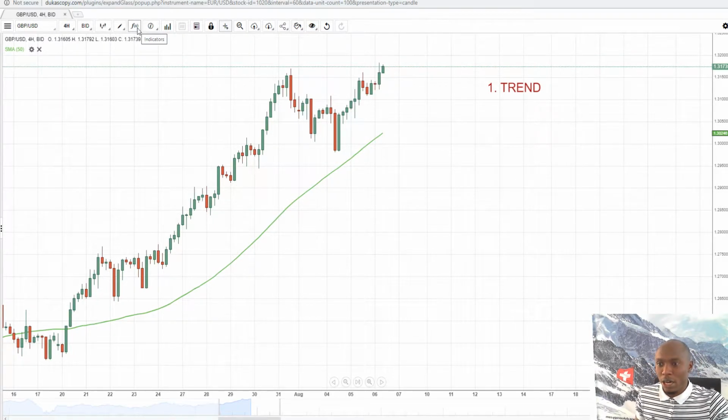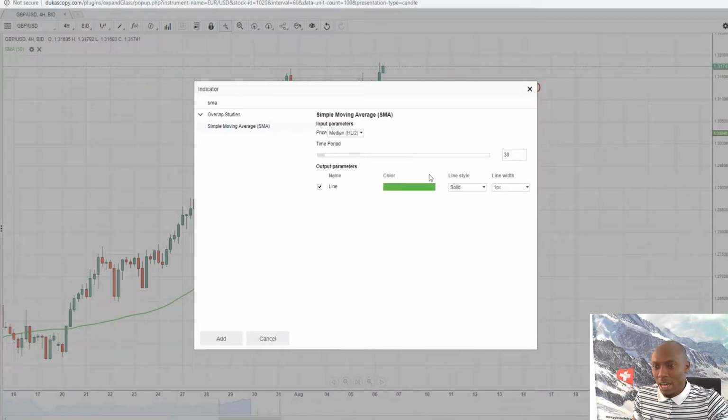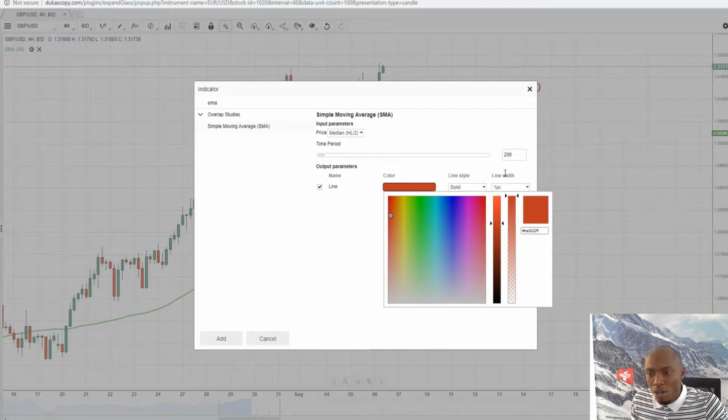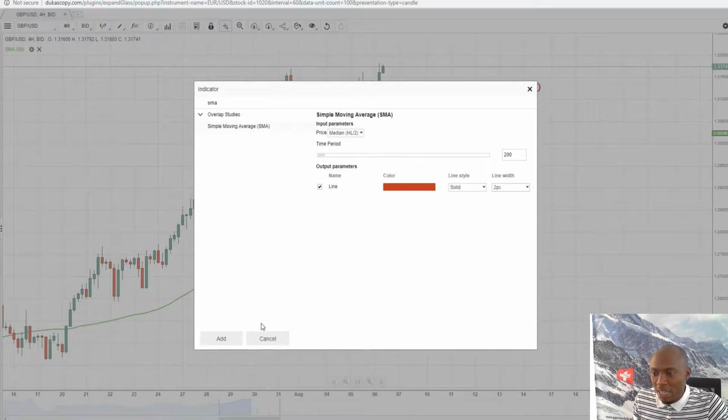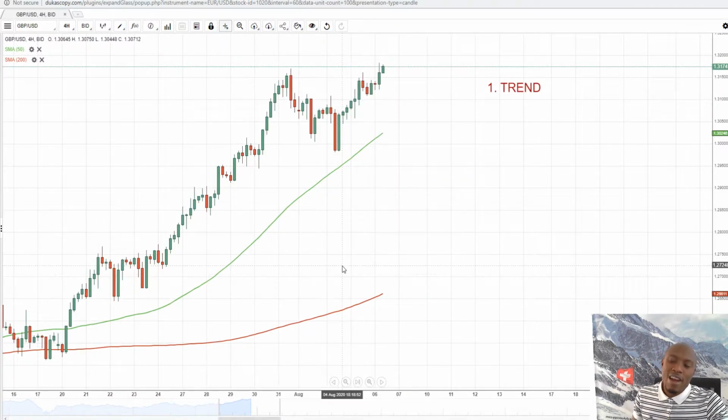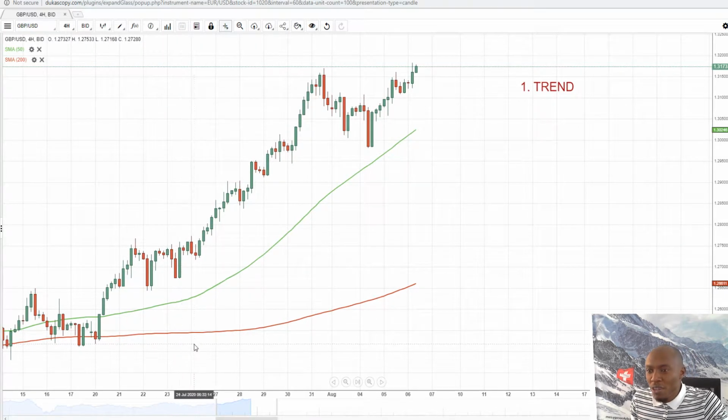And there's still another moving average I need to add. I add the 200 period moving average. Why am I putting the 200 period moving average? It shows me the longer trend of the market. So right now, this 200 moving average is showing me that this trend is an uptrend.